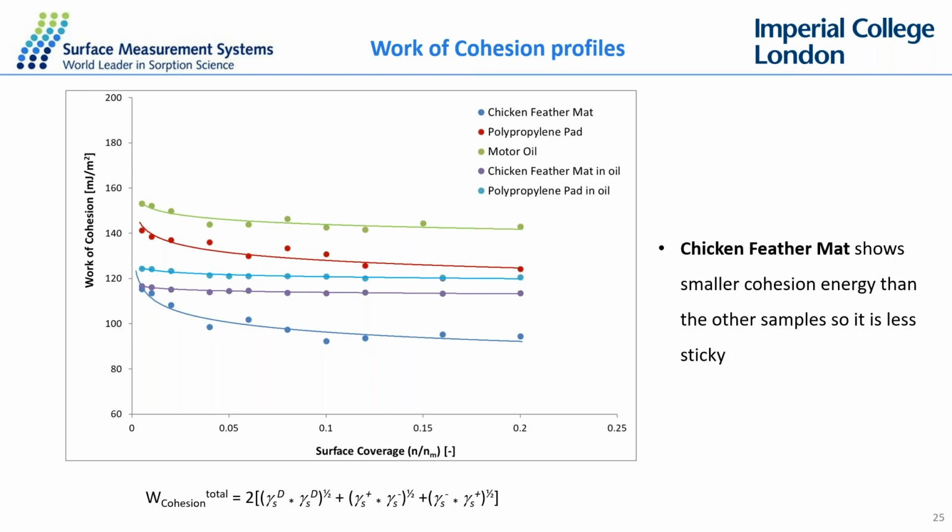The thermodynamic work of cohesion and adhesion is basically the work needed to separate an interface from a bulk phase, which we also saw in that other display that was given to relate the surface energy with cohesion and adhesion. So cohesion is between the same sample, and adhesion is between two different components. A higher work of cohesion value shows a higher tendency of aggregation in a sample. The chicken feather mat here shows lower cohesion than the other samples.